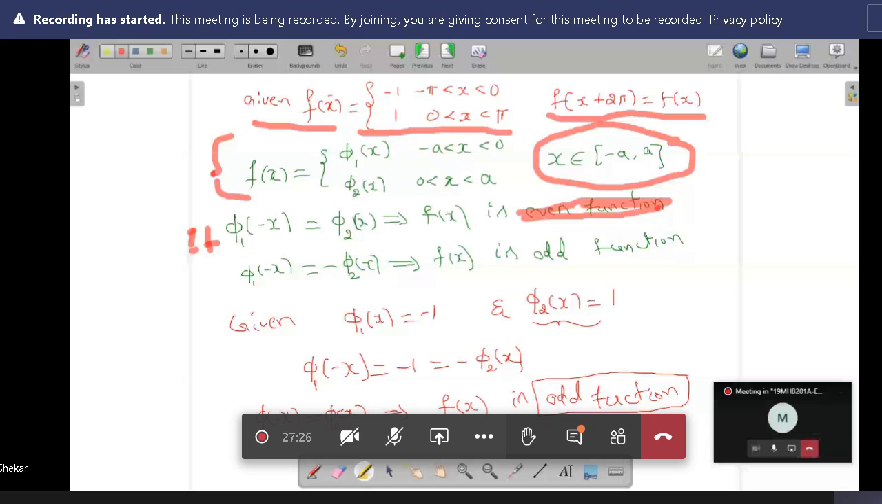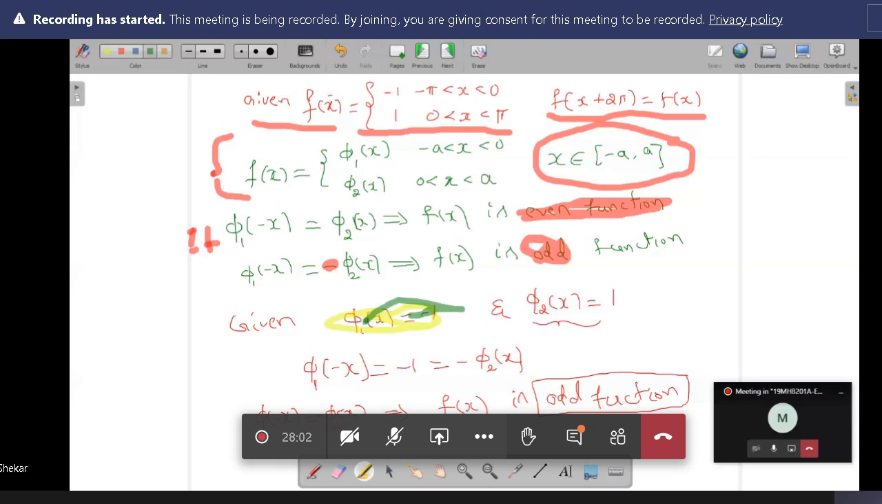If phi1 of negative x gives you negative phi2, then the function is called odd. So now, what is given? Phi1 is given as minus 1. Similarly, phi2 is given as plus 1. As it is given information, we have redefined it.